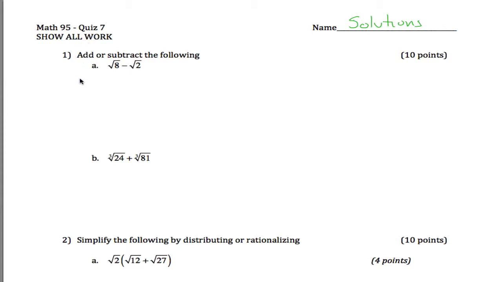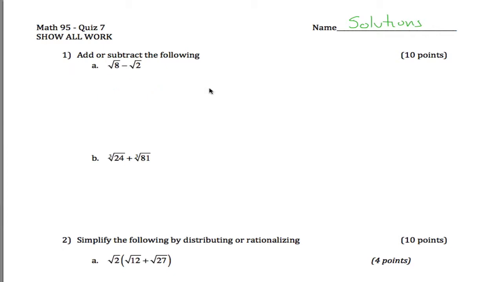Solutions to quiz 7 for Math 95. We have to add or subtract these two, and then these two. So, the square root of 8 minus the square root of 2. You can't just do 8 minus 2. What you have to do is simplify the square root of 8. You have to recognize that 8 is 2 cubed.